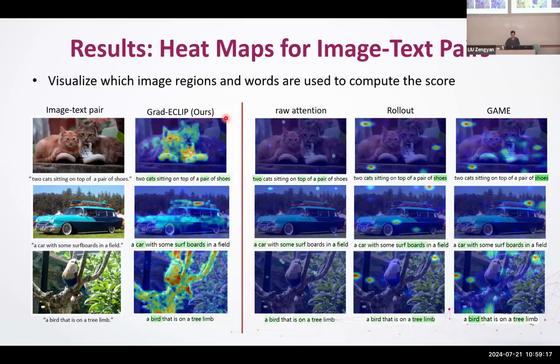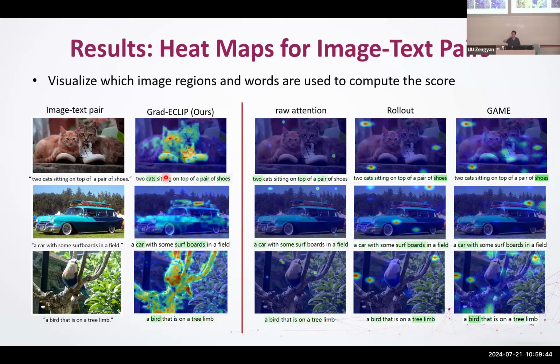And here's an example of the results. These are different image-text pairs. These are the results. Some interesting things here. Here there are cats, right? And it actually only looks at the cats and the pairs of shoes, but the sitting and the top is not used in the computation of the score. So that means that CLIP in general is not looking at that information, right?